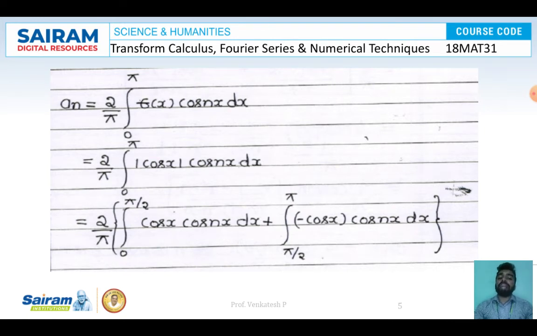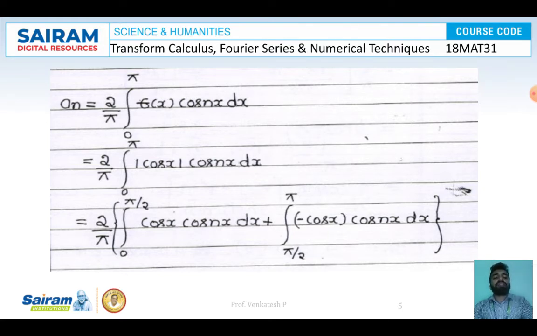The formula for a n is 2 by pi integral 0 to pi f of x cos nx dx. In the place of f of x, I am going to replace the mod cos x function. Same as in the previous step, here also I will expand mod cos x as two functions: one is plus cos x, one more is minus cos x. So we get 2 by pi integral 0 to pi by 2 cos x into cos nx dx, integral pi by 2 to pi minus cos x into cos nx dx.